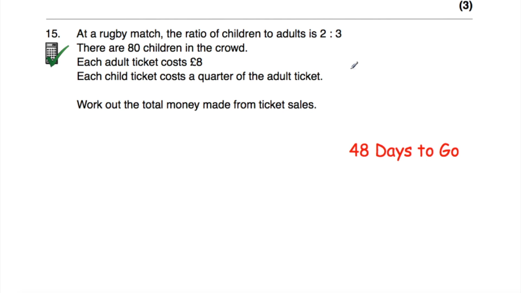Okay, so in terms of this question, each adult ticket costs £8 and a child ticket costs a quarter of that. So a quarter of 8, 8 divided by 4, is equal to 2. So that means that each child ticket costs £2. So we've got the price of an adult ticket and a child ticket. Now let's work out how many adults and children were in the crowd.